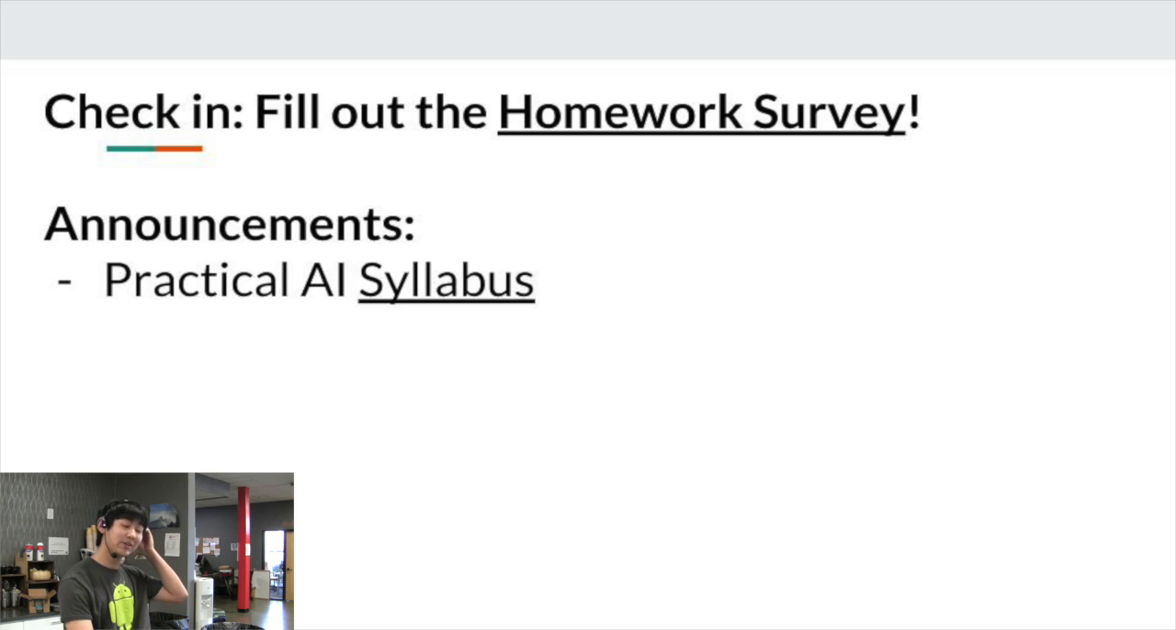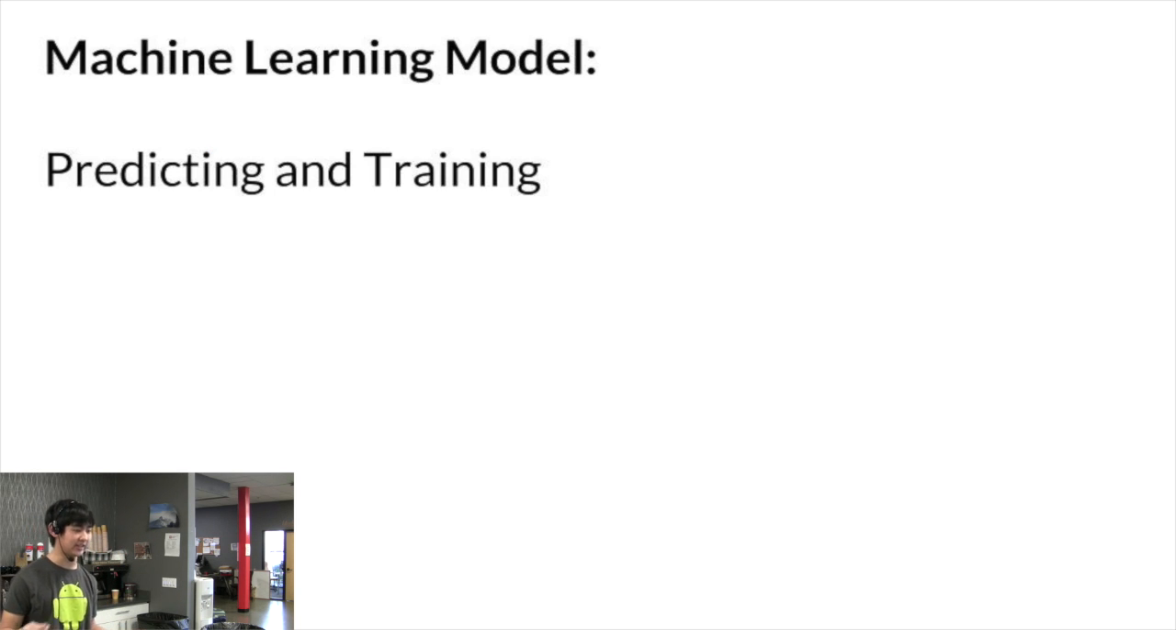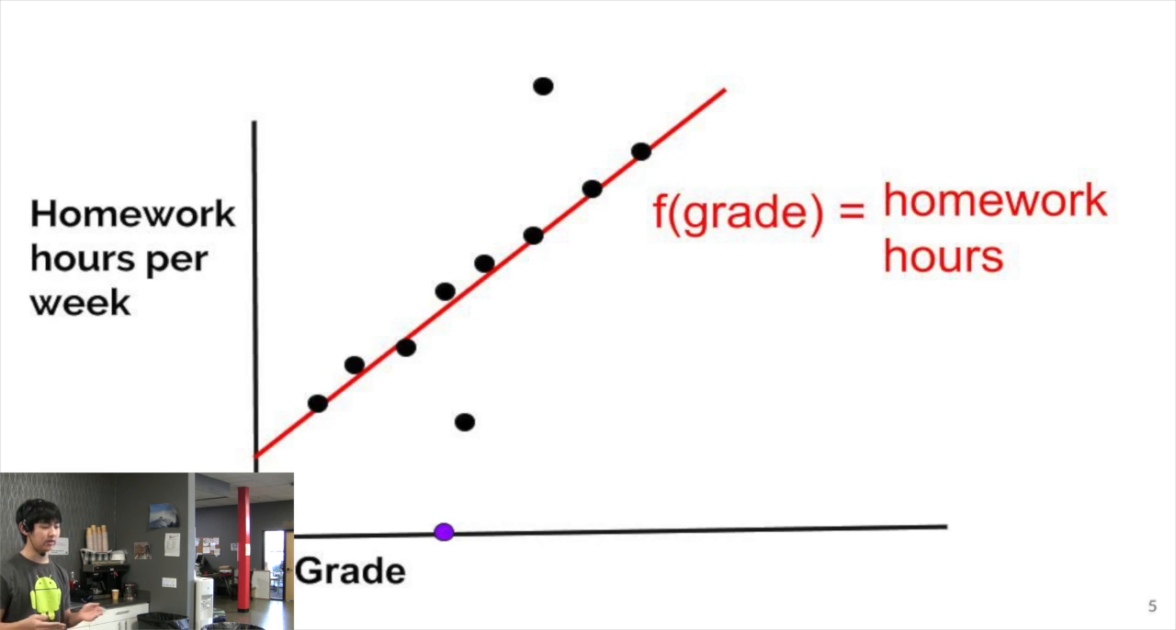Alright, so now on to the review of last week's material. As we learned last week, a machine learning model does two things. It predicts, and it trains to make better predictions. Last week we learned about linear regression, which was predicting in a line pattern. The example we took was, given someone's grade, predict the number of homework hours they had per week. Linear regression would give you this line.